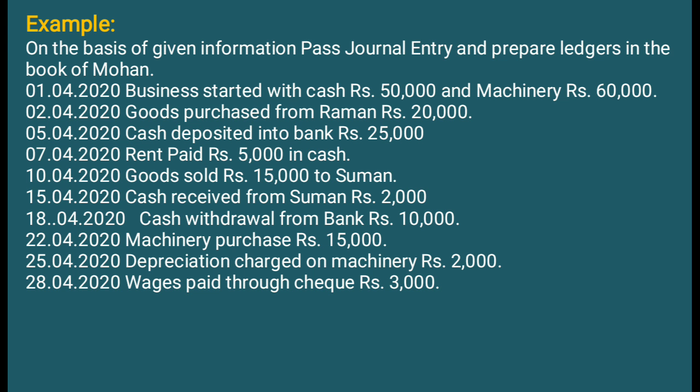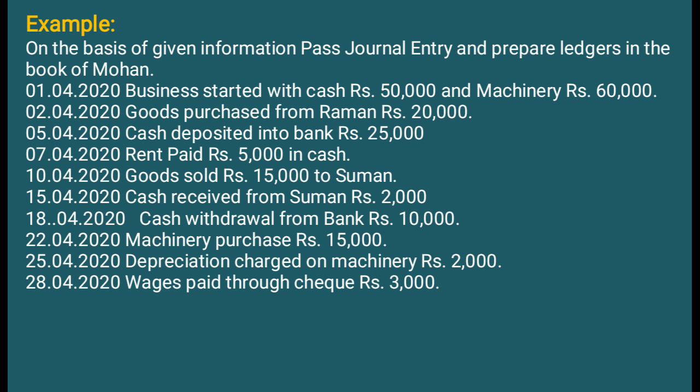Cash received from Suman, cash account debit to Suman. Cash withdrawn from bank, so cash account debit to bank account. Machinery purchased, so machinery account debit to cash account. Depreciation charged on machinery, so depreciation account debit to machinery account. Wages paid through cheque rupees 3,000, so wages account debit to bank account.